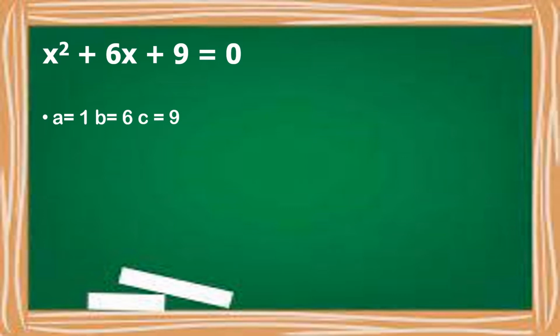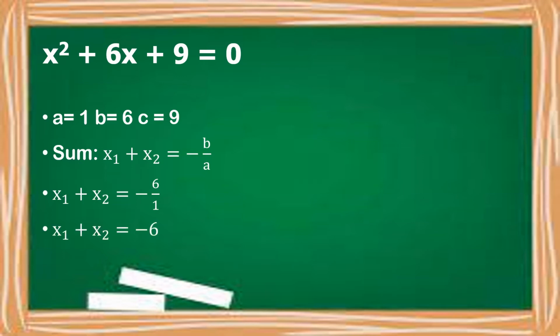Now, let's proceed in solving for the sum of the roots. Let us write the formula. We have x sub 1 plus x sub 2 is equal to negative b over a. Let us substitute the values. B is equal to 6 and a is equal to 1. So we have negative 6 divided by 1. Now, let us simplify. Negative 6 over 1 means negative 6 divided by 1. So we have negative 6. So the sum of the roots is negative 6.